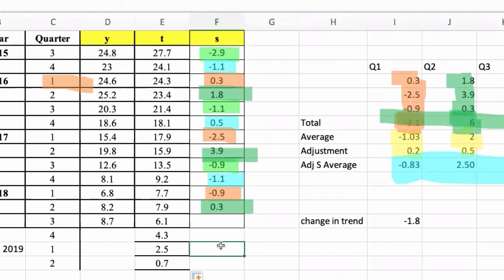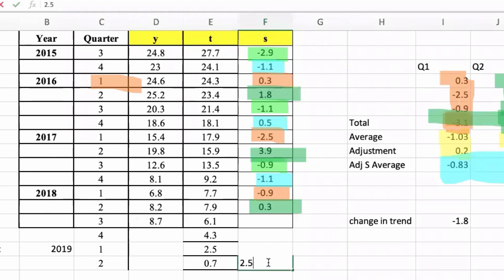So in my one anyway, I have a 0.83 and likewise I have a 2.5. And now I can actually get my value for the Y or my forecast. Y is equal to T plus S. So adding those together, I have a 1.67. And adding the 0.7 with the 2.5, I have a 3.2. And that's what I'm expecting home loan approvals to be in 2019, quarters 1 and 2.